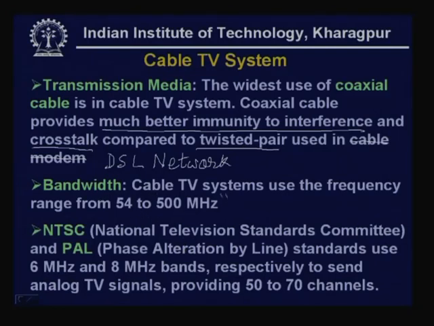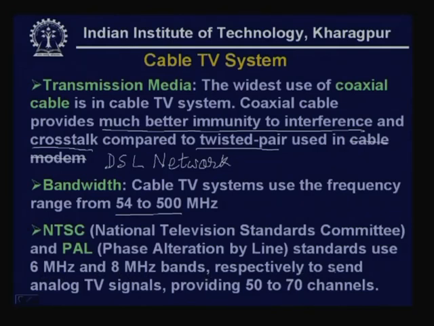The cable TV system uses the frequency range from 54 to 500 megahertz. This is the frequency range used for distributing the large number of TV signals from different stations. And there are two standards, one is NTSC, the National Television Standards Committee, and another is PAL, phase alternation by line, which use 6 megahertz and 8 megahertz bands respectively.